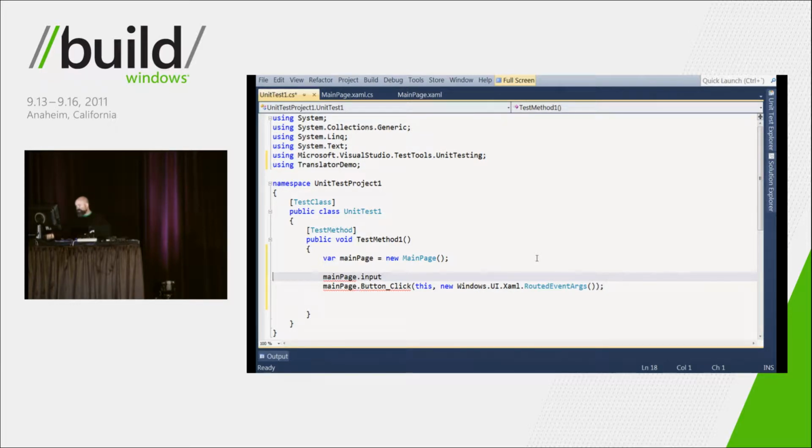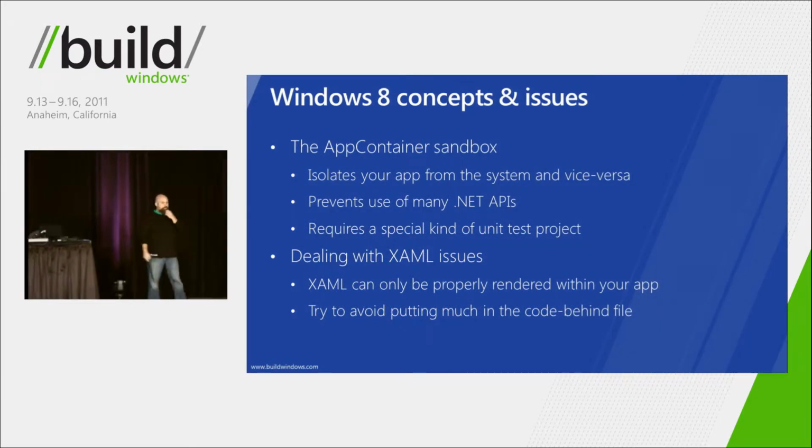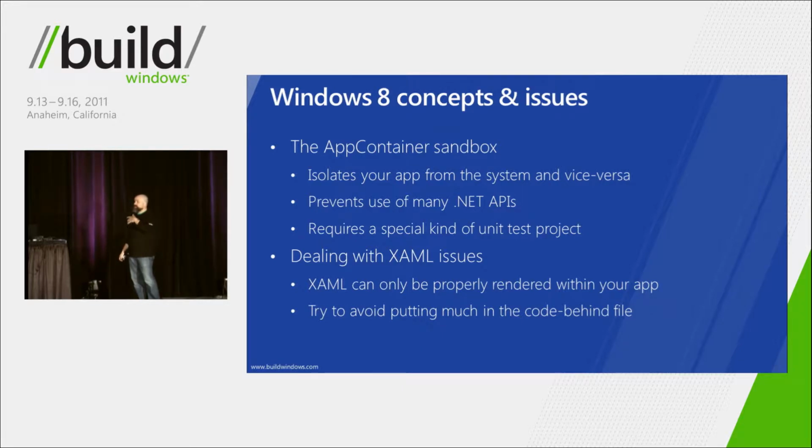All right, so let's go back over to slides for just a second. There are some issues, and those issues are a result of two different important concepts that we have to deal with here. One of them is the app container sandbox. I've mentioned the app container sandbox and how it isolates your application from the system. That's good. That's one of the main points, that your app is safe, it's contained, it can't do anything bad. But it also is going to prevent you from using a lot of different .NET APIs. So that may prove a challenge for us when we get into unit testing.